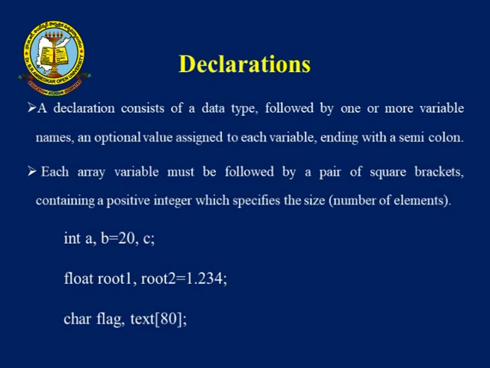Similarly, floating point is for fractional values. float root1, root2 = 1.234. So, this is how we can represent floating point. In the same way, for floating points also, either you can simply declare the variable or you can initialize it and assign some value. And more than one integer or floating point variable can be initialized at a time in a single statement.